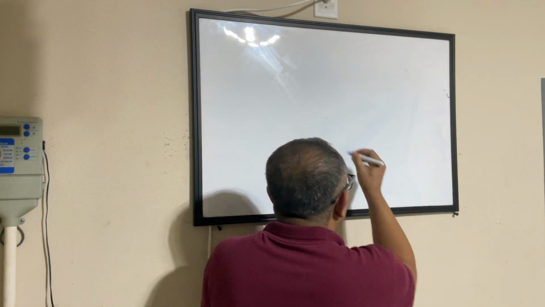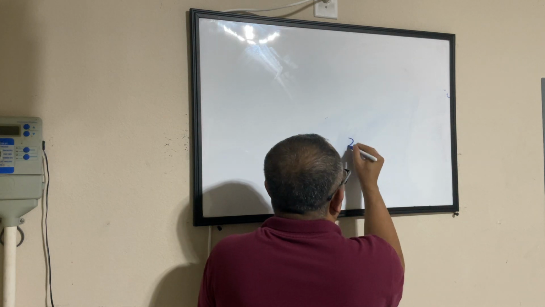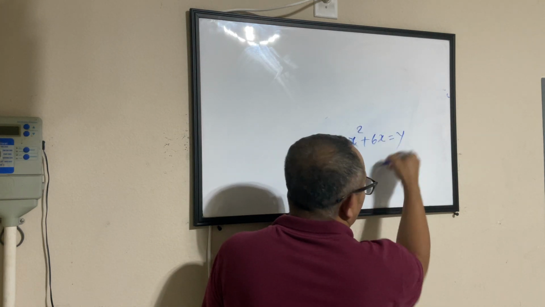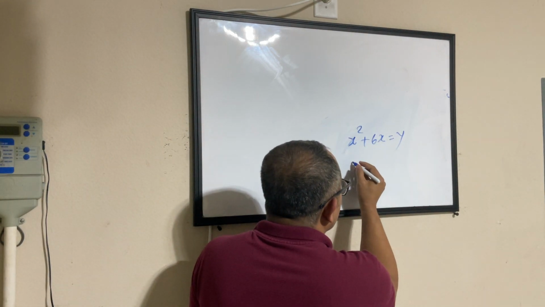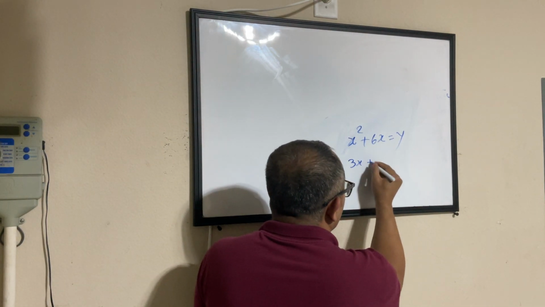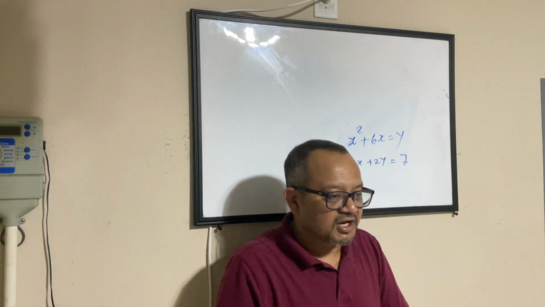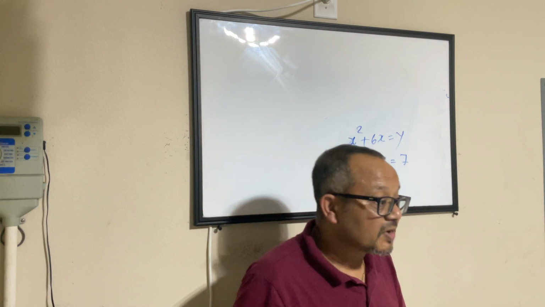If I have, let's say, a quadratic equation x squared plus 6x equal to y, and a linear equation saying 3x plus 2y equal to 7, what are the possibilities we are talking about? I'm sorry?